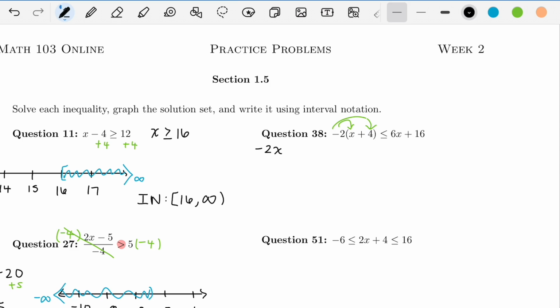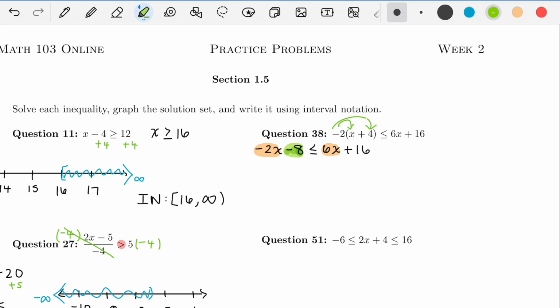This will give us minus 2x minus 8. And then on the right hand side, we still have 6x plus 16 here. All right, now we're just going to want to combine like terms. We have a minus 2x and a 6x, but these guys are on opposite sides of our inequality, so we're going to want to combine them.